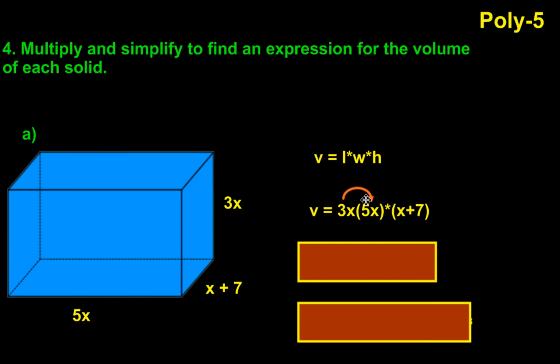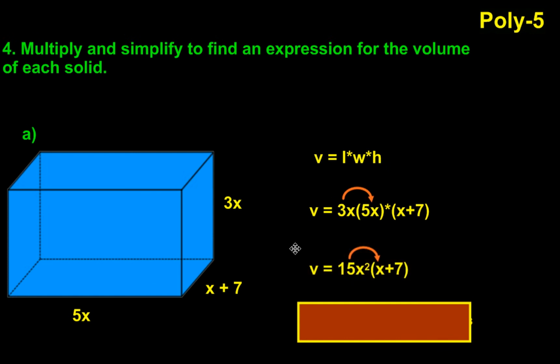And what I'm going to do, it doesn't really matter the order in which you place these things. I would suggest either putting 3x or 5x out front and then multiplying it by the other two. I've chosen to put 3x out front. And so now I'm going to multiply these two together, get an answer, and bring that down.